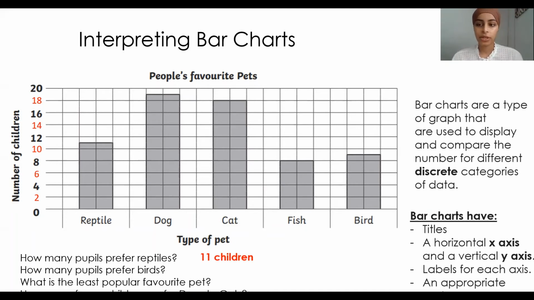So 11 children prefer reptiles. Have a go of the next 3 questions. I'll have a read now. How many pupils prefer birds? What is the least popular favourite pet? And how many fewer children prefer dogs to cats? So work those out and then press play when you're ready.